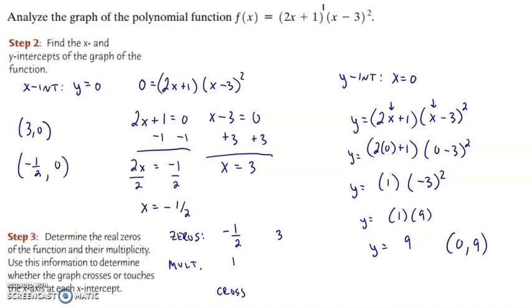The 0 of 3, our multiplicity up there on that factor was a 2. Right, that's an even number. So anytime we have an even multiplicity, our graph is going to touch at that x-intercept. Let's go ahead on to our next step.